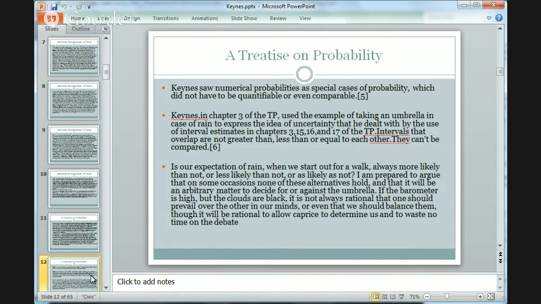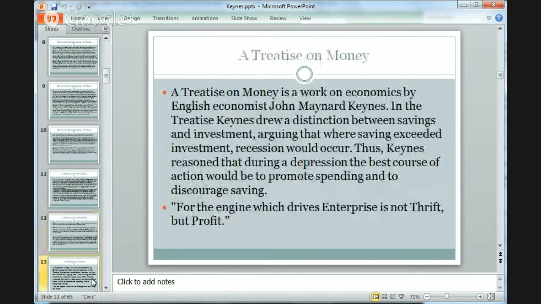He gives an example in this book: is our expectation of rain when we start out for a walk always more likely than not, or less likely than not, or as likely as not? So he's talking about different probabilities, such as whether to carry an umbrella or not. He looks at the various factors which a person would take into account to make up his mind whether to carry the umbrella or not. So this is what his book on probability was like. He was exploring the use of probability in economics.